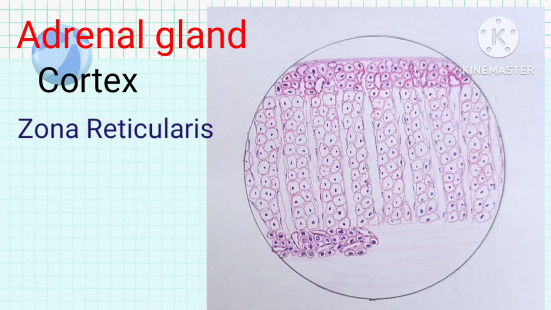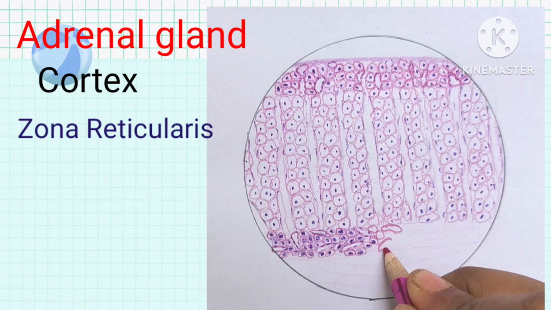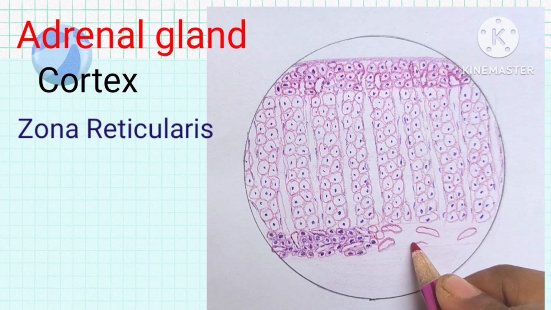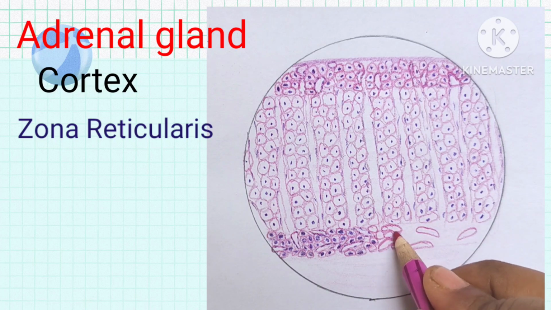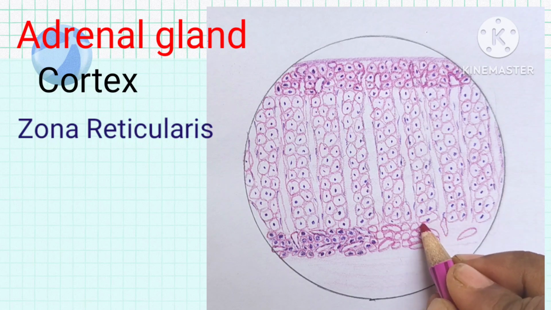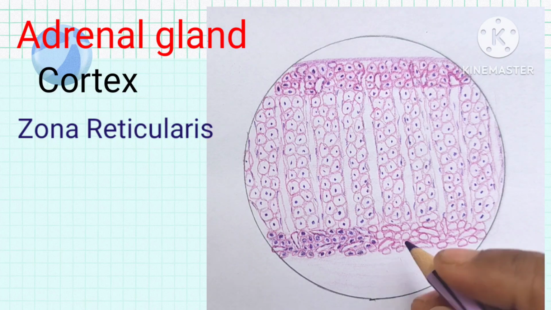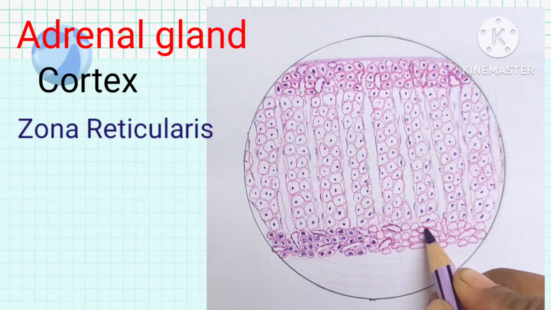The size is small compared to them and the cytoplasm is also very less. These cells secrete glucocorticoids and sex hormones, mainly the sex hormones, which regulate the secondary sexual characteristics. You can first draw the sinusoids and fill up the gaps in between the sinusoids with the cells. So this is the reticular network in the zona reticularis.